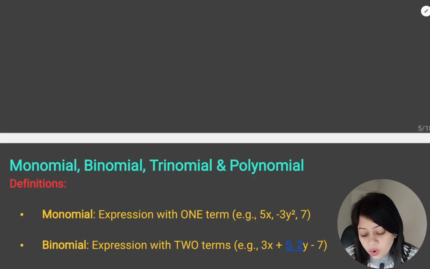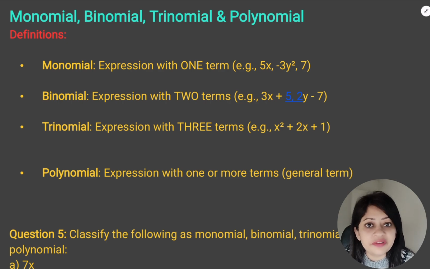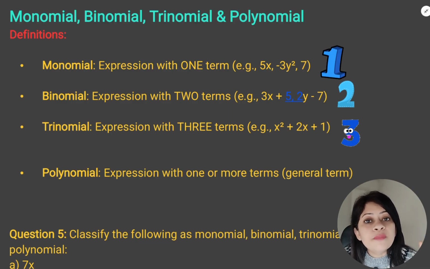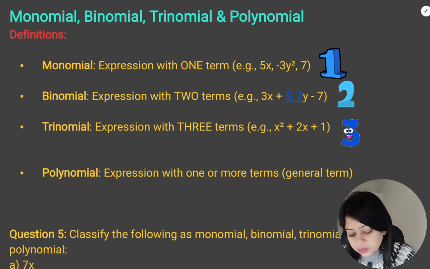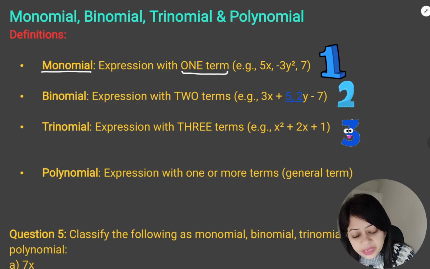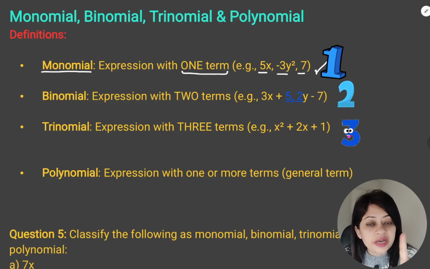After that we come to polynomials. What are polynomials? Because algebra is nothing but polynomials only. I just told you about terms, right? Algebraic expressions have terms, right? So if an algebraic expression has only one term, then that is known as monomial. That is called monomial, with only one term. Like 5x, minus 3y squared, 7. This is monomial because it has only one term, mono.